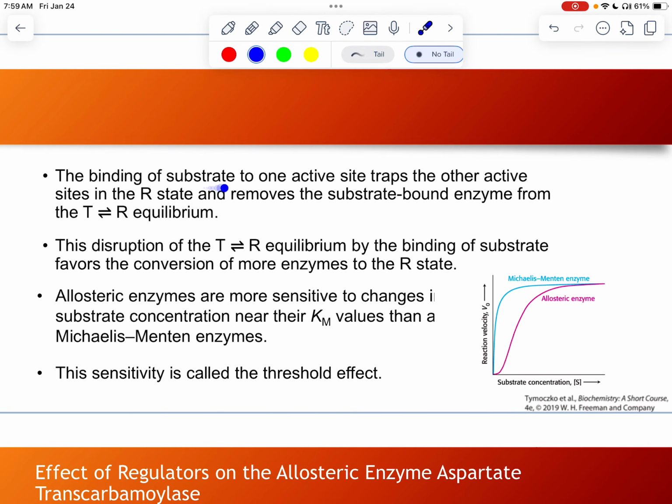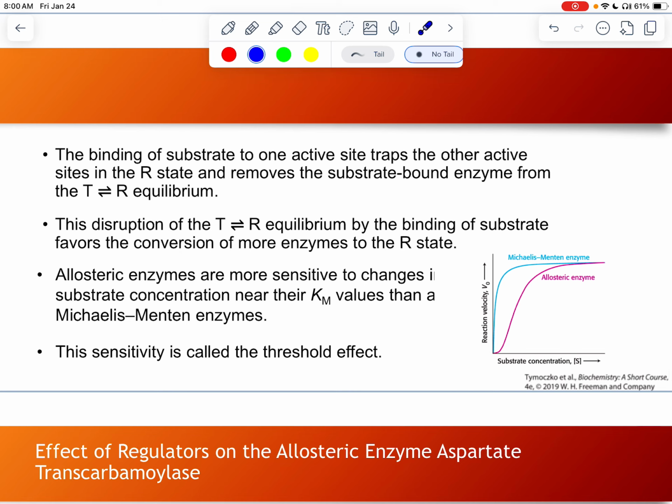Once we bind the substrate to one active site, it traps all the other active sites in the R state. And so it pulls some of the unbound R from our equilibrium. Le Chatelier's principle says, wow, then my equilibrium will make more of that unbound R, so it's available for bonding.